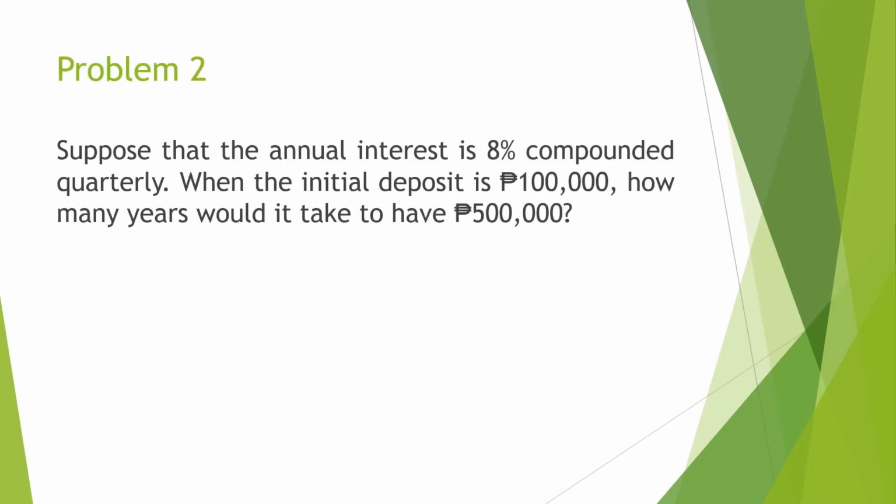So let's have another problem. We have problem 2. Suppose that the annual interest is 8% compounded quarterly. When the initial deposit is 100,000 pesos, how many years would it take to have 500,000 pesos? So let's solve this.